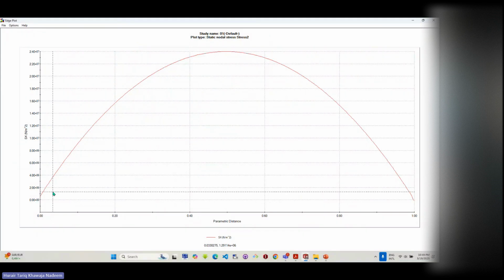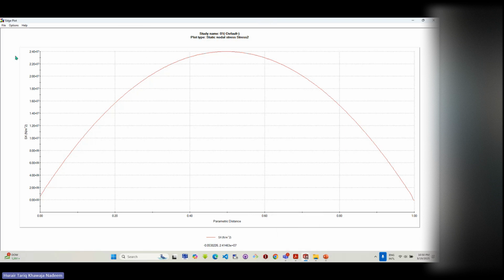It starts from almost 0, okay, and then goes up to 240 at the center, then comes down to 0 again, okay? So along the distance, remember it's a parametric distance, like a normalized distance, okay? Whatever the length is, it normalizes into 1. So it goes from almost 0 up to 240, and then comes back to the 0 value. So it's a bending moment diagram.